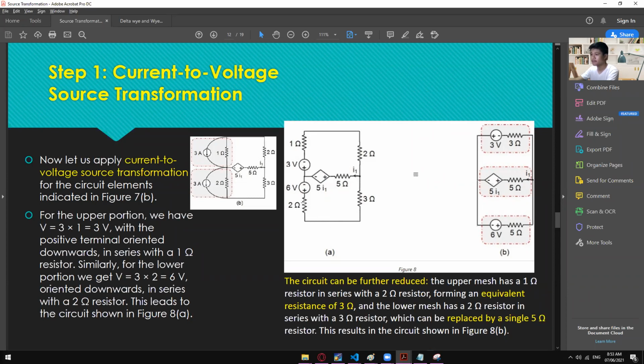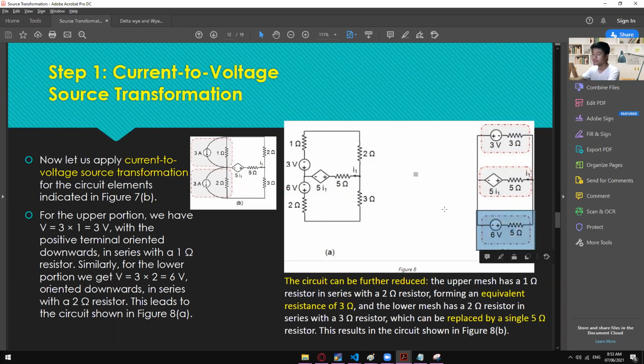At the same time, as you can see, these 2 ohms right here and 3 ohms are actually in series, so you can add them. So 2 plus 3 will give us 5 ohms. The same with this one, they are in series connection, so 1 ohm plus 2 ohm will give us 3 ohms. From here, we can now transform this one again into a current source, transform this one also into a current source, and then transform this one also into a current source.